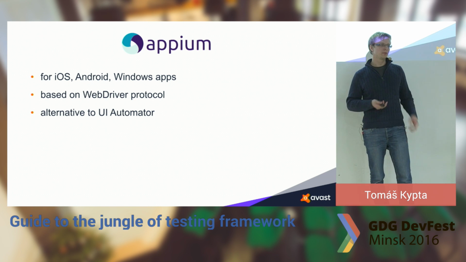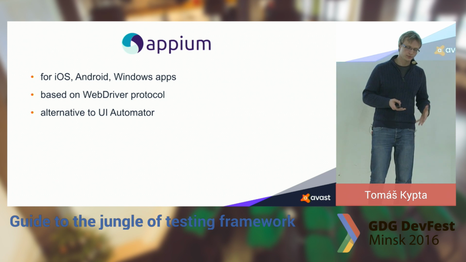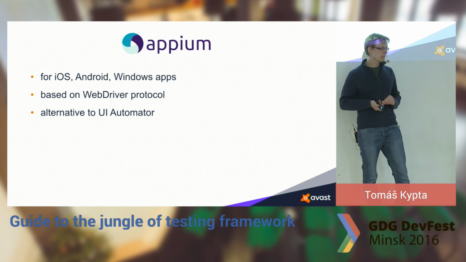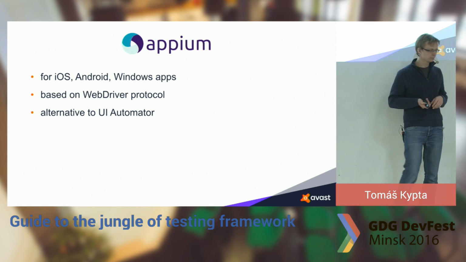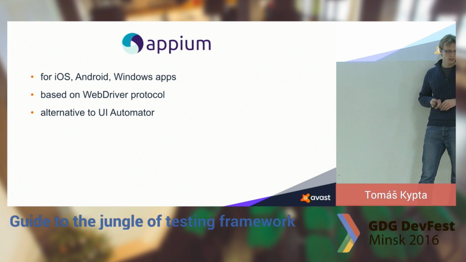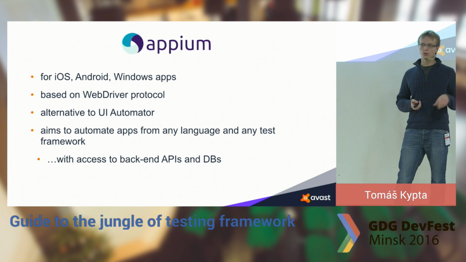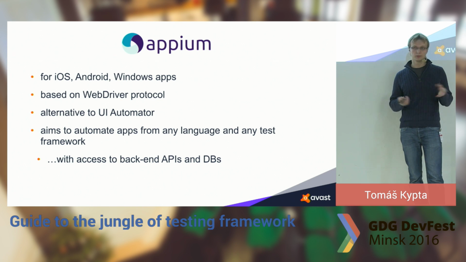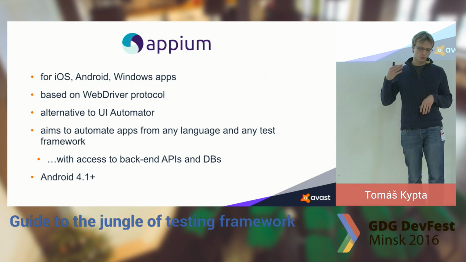So if you, for example, have QA engineers who don't handle Java and don't know Java well, it's maybe better to use Appium, because in Appium you can write the tests in basically any language, in Python, PHP, Ruby, whatever. It aims really to test from any language, and it's still able to access, for example, web-based APIs and databases and other things. There are some limitations for Android 4.1 and newer.